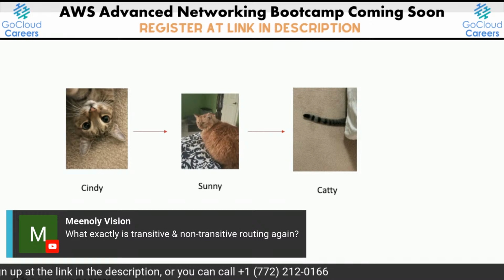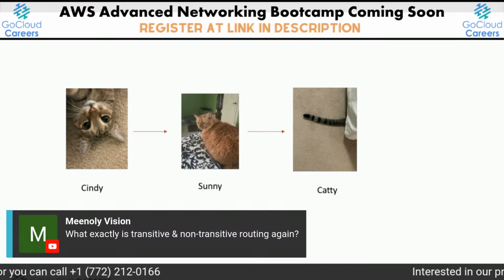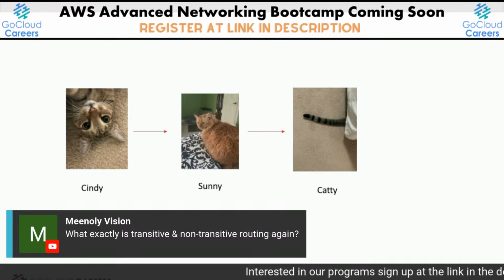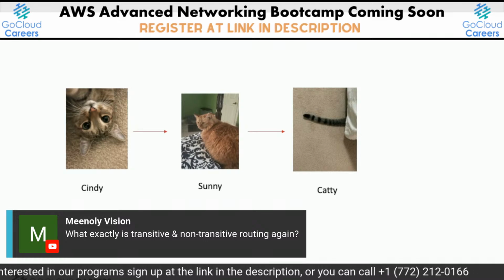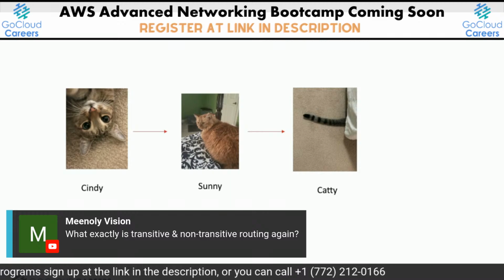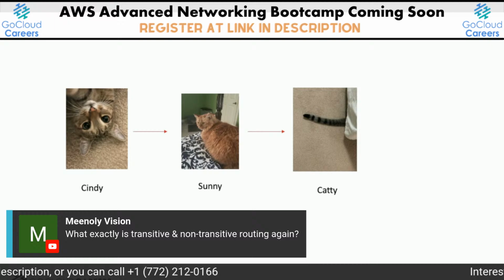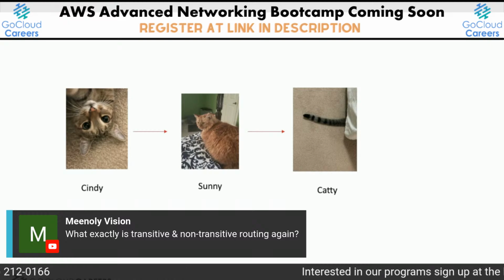Cindy tells Sunny about the beautiful salmon that her daddy Mike just cooked for her. Now Sunny's not allowed to tell Caddy about it. Now, Caddy tells Sunny that she found the cutest mouse, but Sunny's not allowed to tell Cindy about it. And because of this, now Cindy and Caddy don't know how to reach each other's cool stuff. That's the difference between transitive and non-transitive routing.